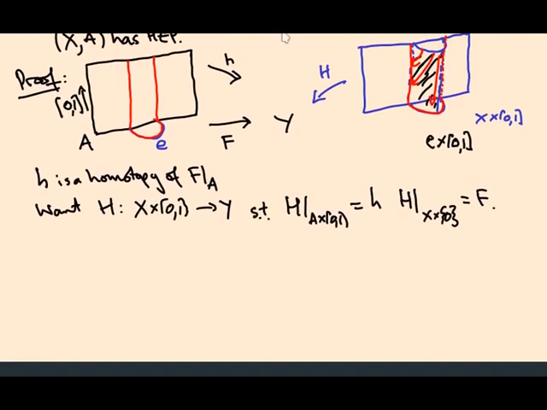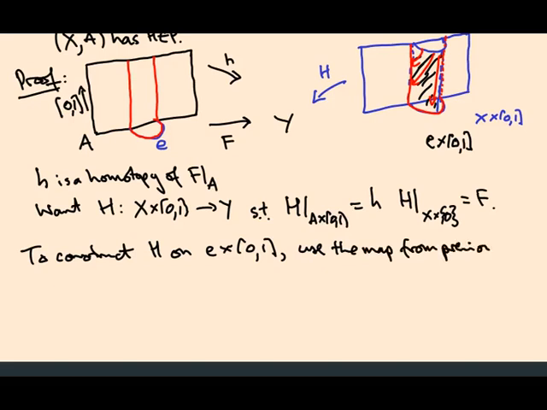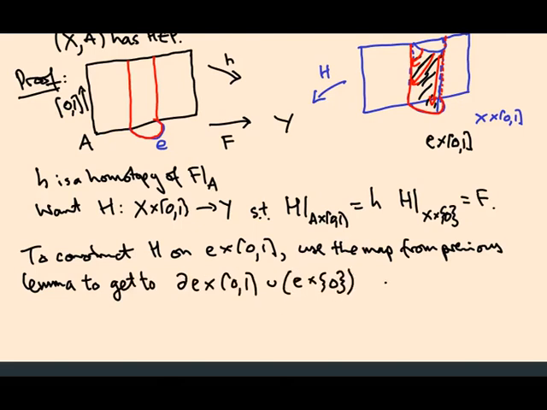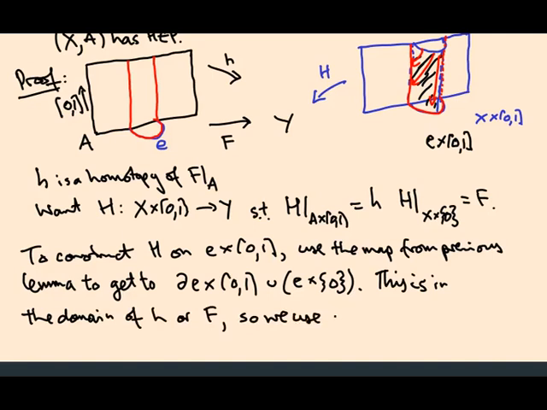So that's the proof. Let me write it down. To construct H on e times [0, 1], use the map from the previous lemma to get to the boundary of e times [0, 1] union e times 0, and then this is in the domain of either h or f, so we use those functions.